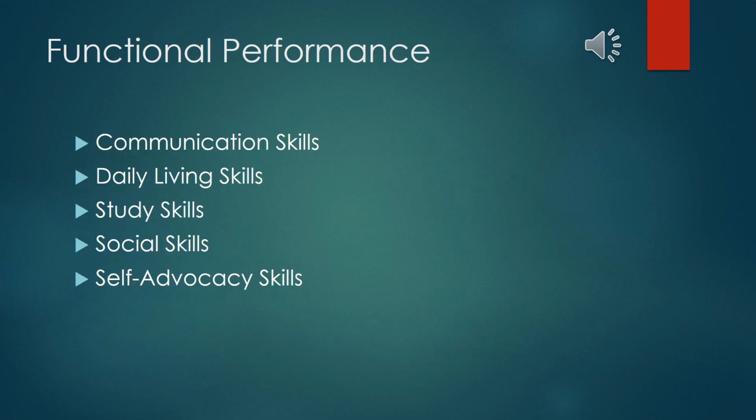It is also required that the present level of performance addresses the student's functional skills. Examples of functional skills are communication skills, daily living skills, study skills, social skills, self-advocacy skills. Behavior would also fit in this area. Remember to address this. Even if the student doesn't have problems in these areas, you can still report on the fact that the student is doing well in comparison to their age-appropriate peers in these areas.